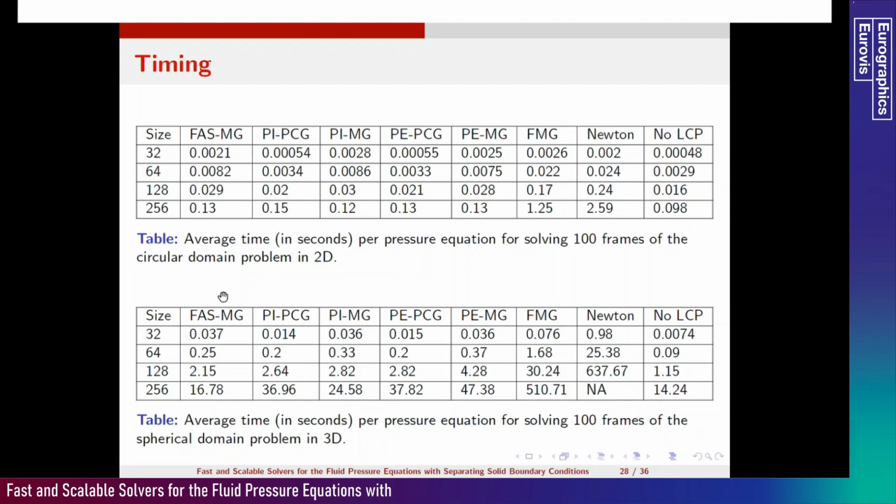In 3D, up to the size of 128, the FSMG in general performs almost the same as the polarization and the penalty method. However, at the size of 256, the FSMG can be twice as fast as the polarization and the penalty method. The non-LCP solver is much faster than the other methods when the problem size is small. However, at the size of 256, the FSMG is only slightly slower in both 2D and 3D.